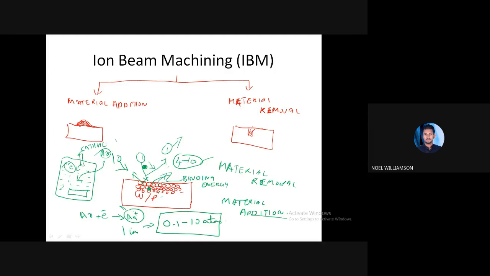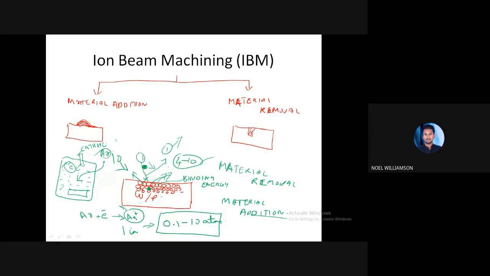That particular range only the material is being removed. So this can be used for the nano machining or micro machining, and we can say that the material removal rate will be much low in this type of machining or the ion beam machining.